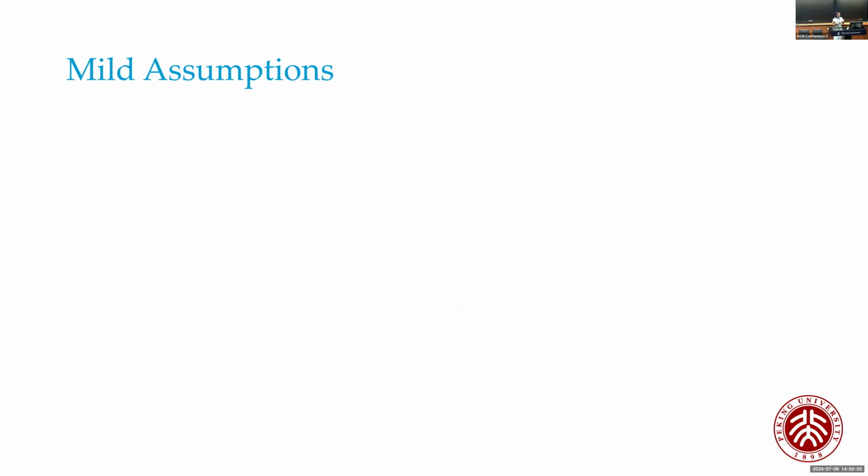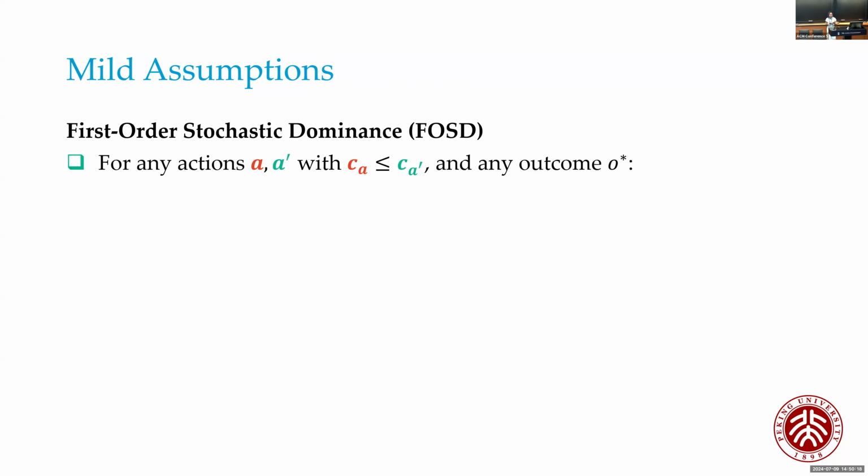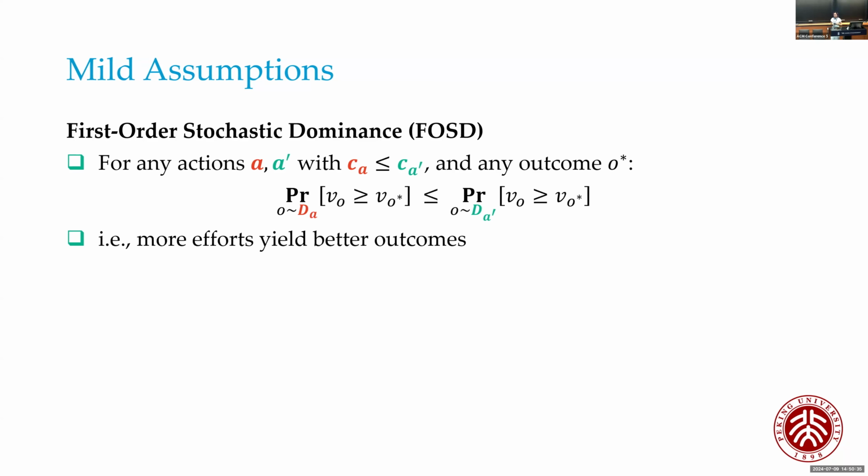So what are the mild assumptions I just mentioned? First order stochastic dominance is actually a weaker assumption than the MLRP the former lecturer just talked about. It basically means that for any actions A and A prime with cost of A no greater than cost of A prime, and for any outcome O star, the probability that an outcome is no worse than O star under DA will be no greater than that under DA prime. This means that more effort will yield better outcomes.